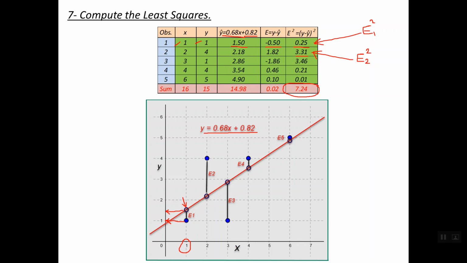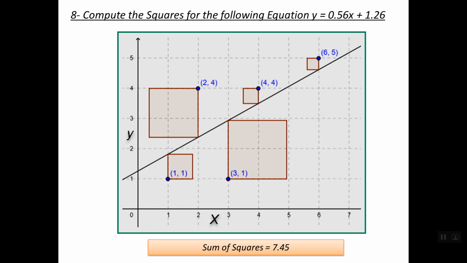This is why the title is least square, which means that if you try to change the regression line, which means you use another line with different values of m and b and try to do the same procedure here, you will have a summation of the squares of the error to be more than 7.24. Let's understand this concept.